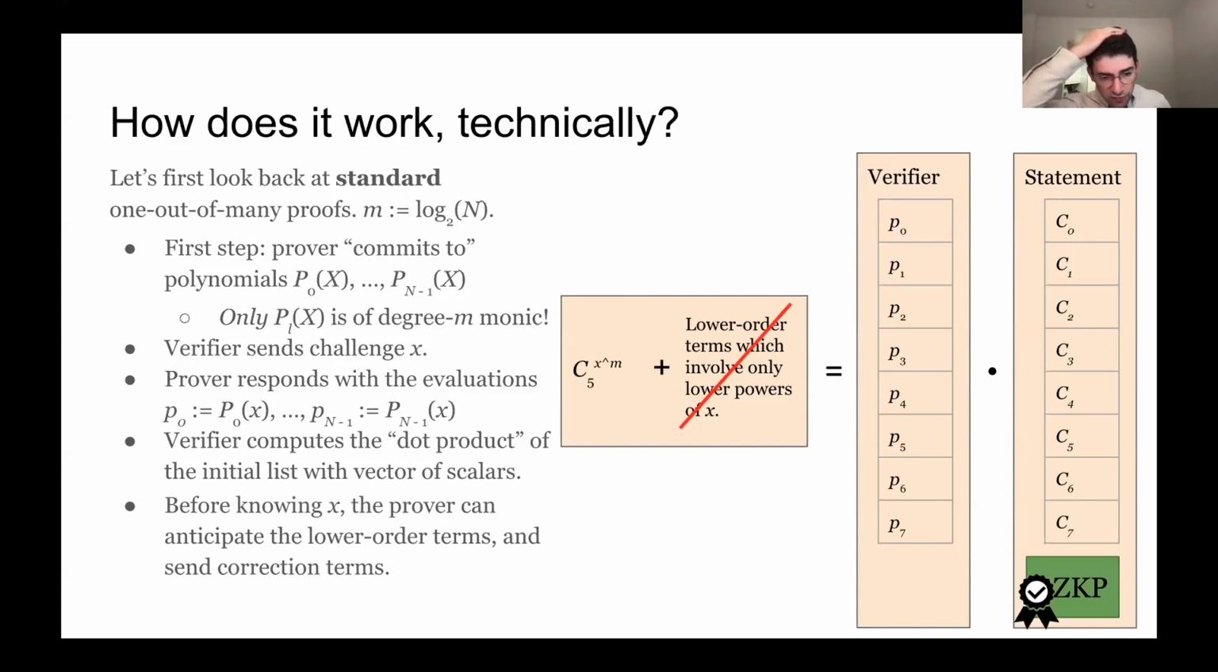And you can show that this winds up being sound, right? And moreover, obviously, the verifier learns nothing about which index it's sitting on, because these lowercase p's look random to the verifier.